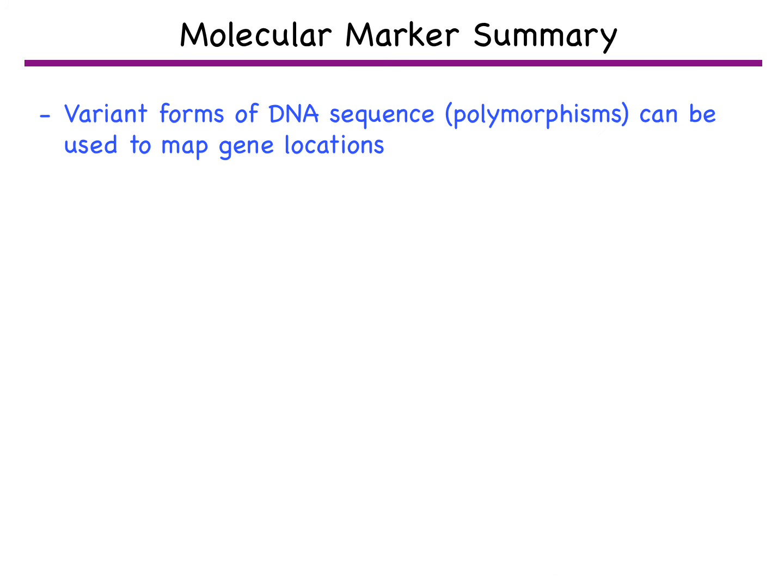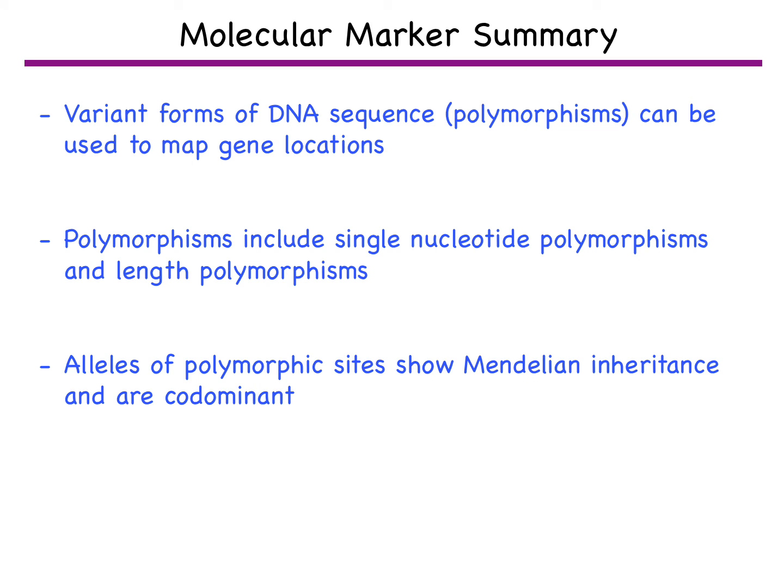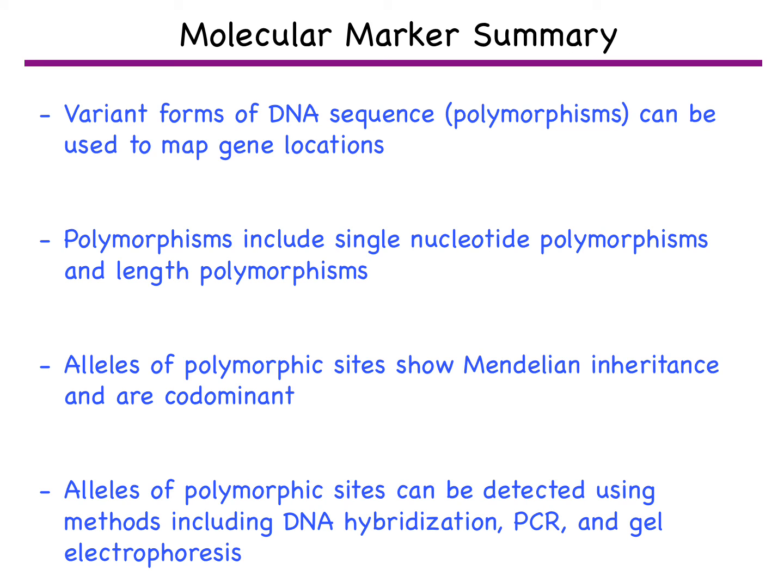Okay, just to summarize what I've told you up to now, molecular markers are just variant forms of DNA sequence that can be used to map gene locations. Polymorphisms include things like single nucleotide polymorphisms and length polymorphisms. And alleles of polymorphic sites show Mendelian inheritance, and they're codominant, meaning that you can actually detect both alleles. And alleles of polymorphic sites can be detected using a variety of different methods. The methods we talked about so far have been DNA hybridization, PCR, and typically PCR is followed by gel electrophoresis to look at the length polymorphisms.